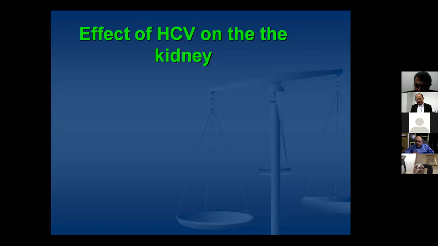Just to make myself clear, if I did a kidney biopsy and I find interstitial fibrosis, I will not jeopardize the patient with immunosuppression from the kidney point of view. So what about the liver not using direct acting agents? Do you have a magic number?